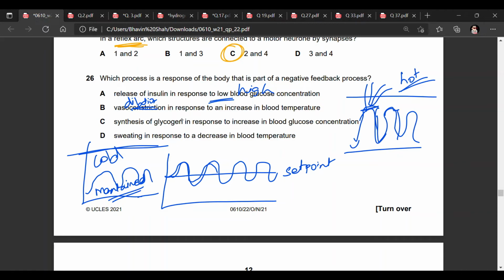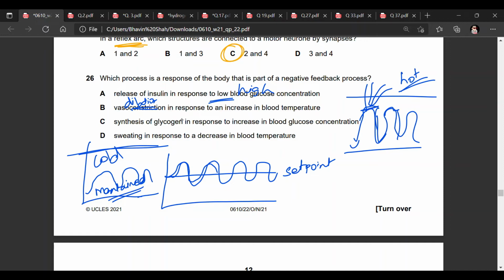Coming to the 27th question, which row shows the pupil reflex in the bright light? As we remember, the pupil reflex is controlled by the radial muscles and the circular muscles. You can see in this diagram, in the dim light, the radial muscles will contract and the circular muscles will relax. What will happen? The pupil is going to be dilated. In the bright light, the circular muscles contract and the radial muscles relax and the pupil is going to be constricted. You can see the difference in the size of the two pupils to give you a fair idea about what really happens.